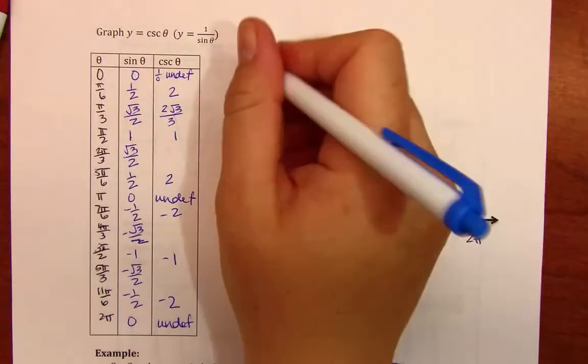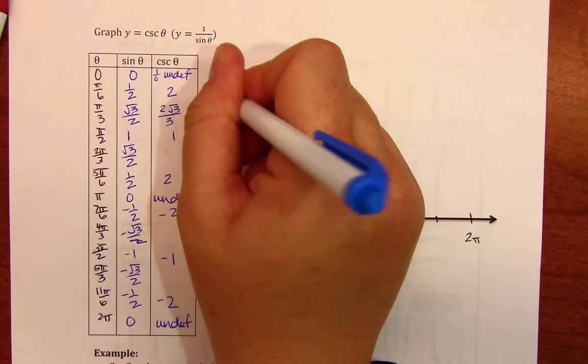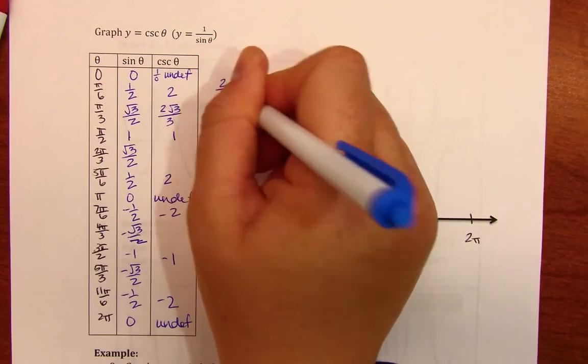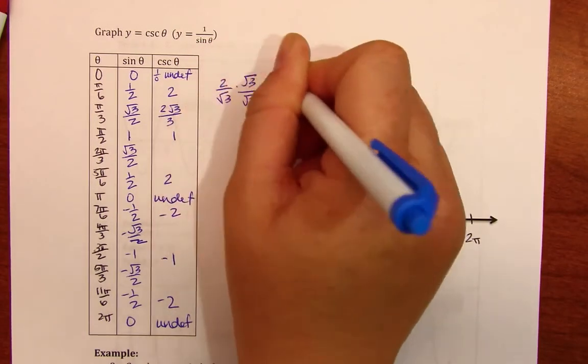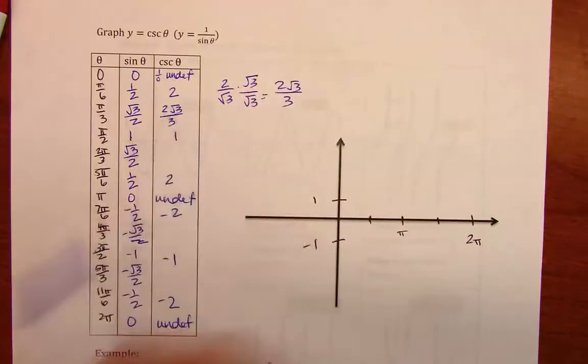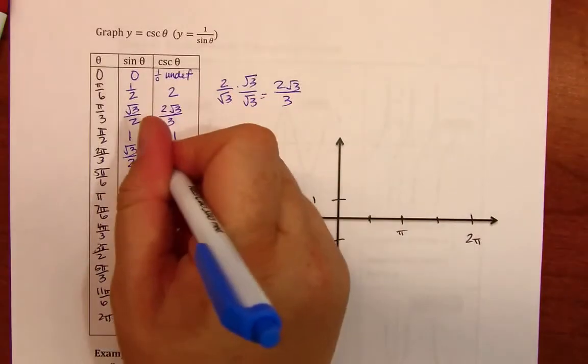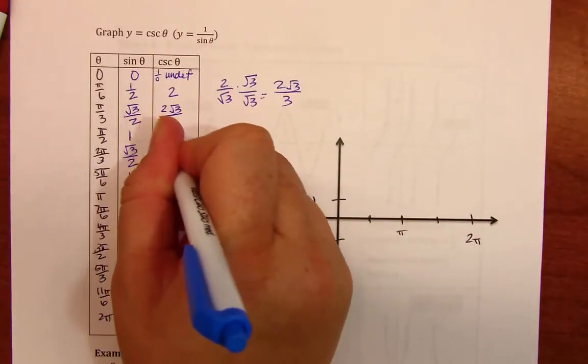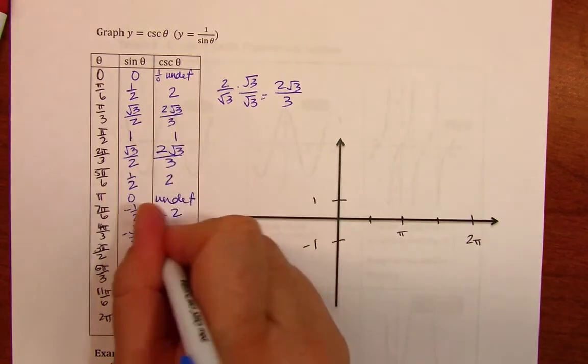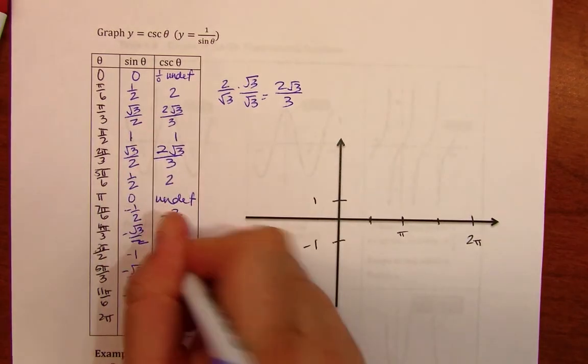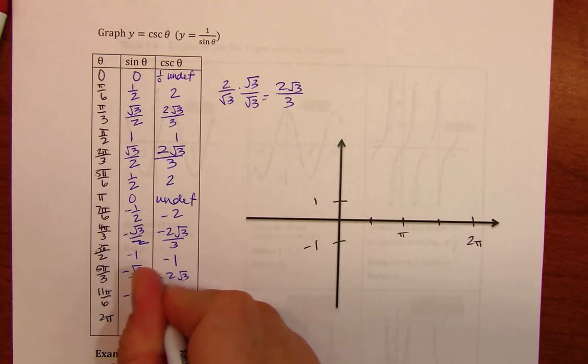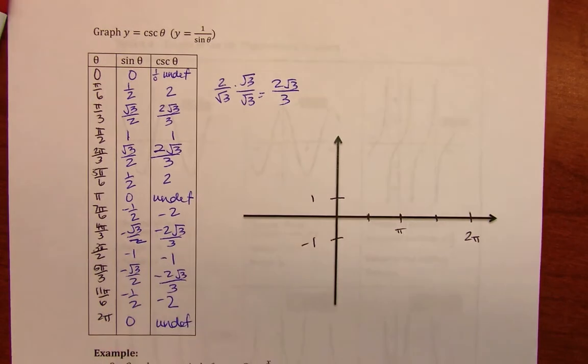And we can show the work for that. If I have 2 over root 3 and I rationalize, I get 2 root 3 over 3. So then that'll be the same here. And we can go ahead and plot these points.